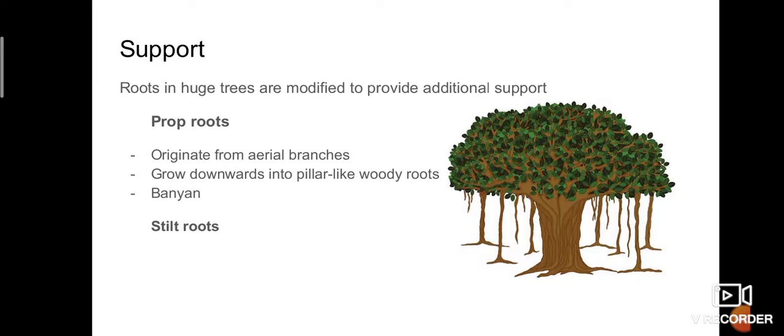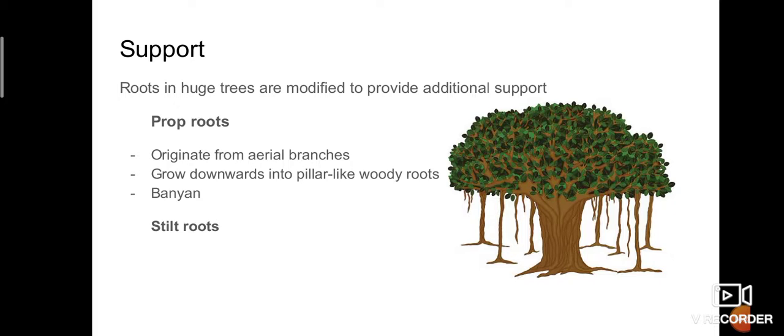Normally the basic anchorage is given to the trees by the roots, but sometimes trees become so huge that just one root is not enough. So even though it is very thick, some additional support is needed. One such modification of root is called prop root. Prop roots are nothing but additional roots which give support to that plant.